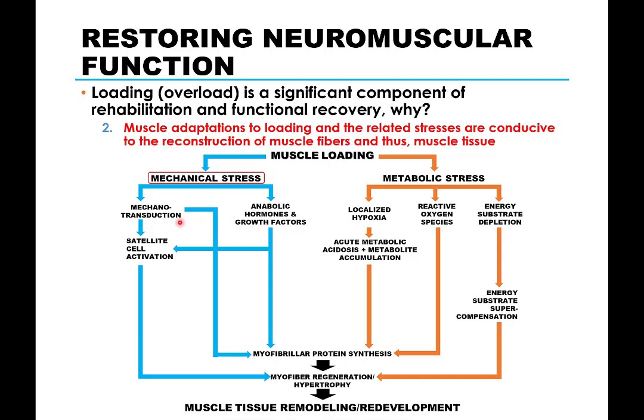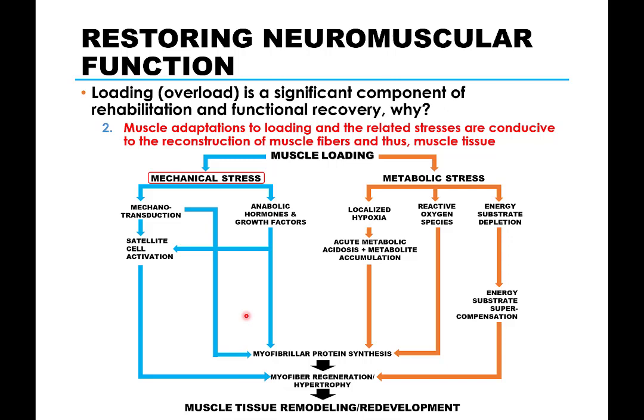Mechanotransduction is the process by which a mechanical signal, like from the tension produced through loading, is converted to a biochemical signal like those needed to stimulate anabolic metabolism, like myofibrillar protein synthesis, as well as satellite cell activation, which is essential for myofiber regeneration. So this alludes to the fact that muscle cells have sensors that detect tension/mechanical stress and turn that into a biochemical signal for protein synthesis as well as regeneration. In the next couple slides, we will discuss this in some more detail.